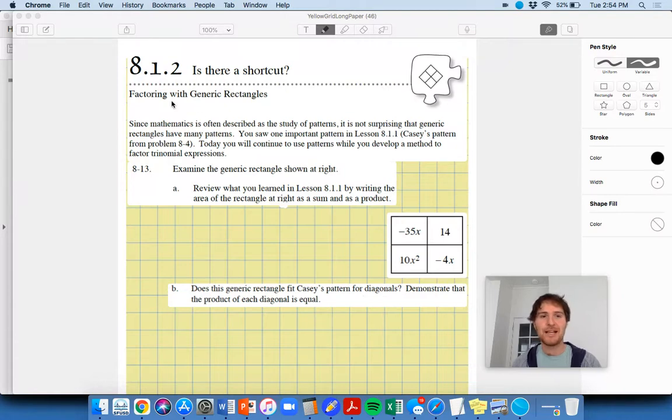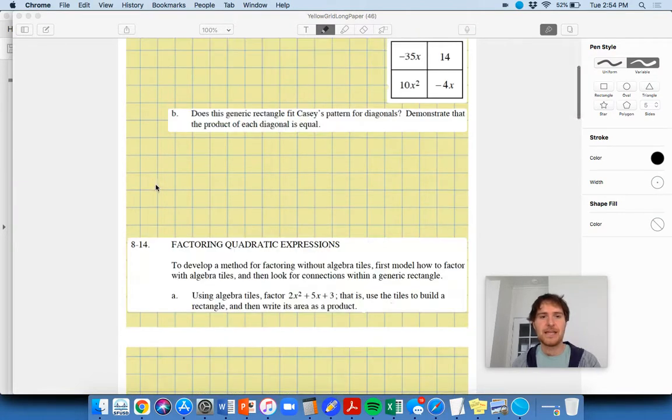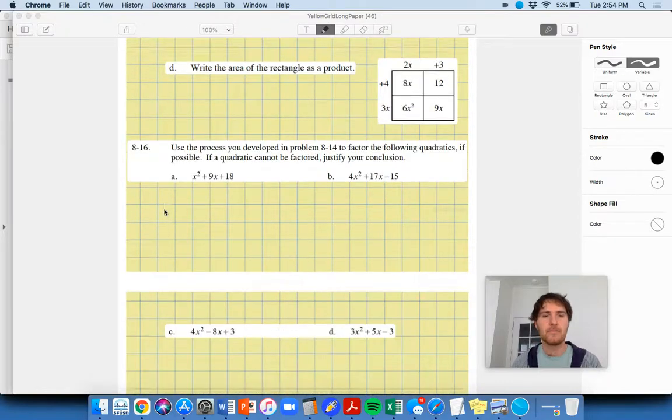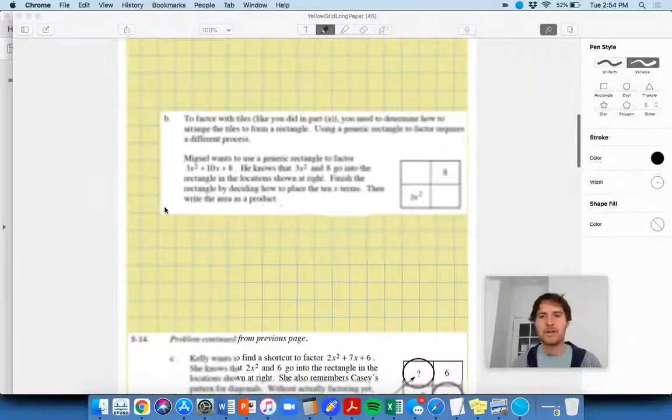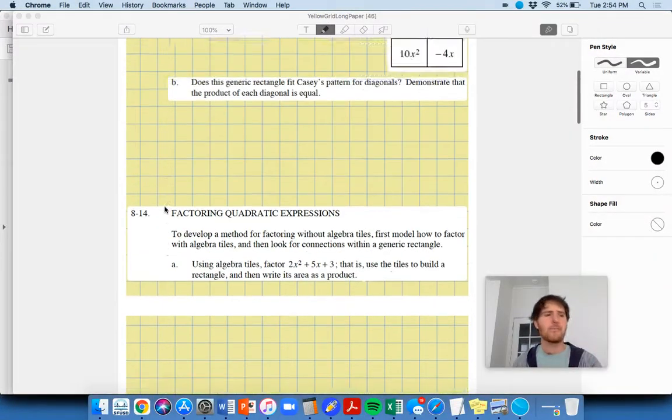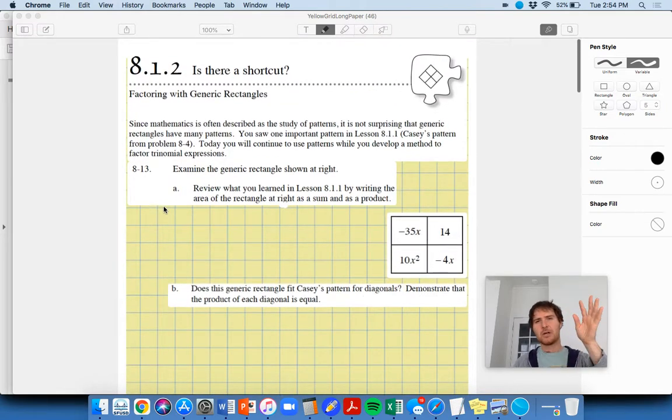You've got this book lesson right here, section 8.1.2, problems 8.13 to 8.16. Hopefully you find it in your textbook. I just have a digital copy here, and I think the page numbers are a little bit off. So I posted the page numbers for the digital copy that I'll attach to Google Classroom. Just look for these problems and this lesson in the hard copy of the textbook, and you should be fine.